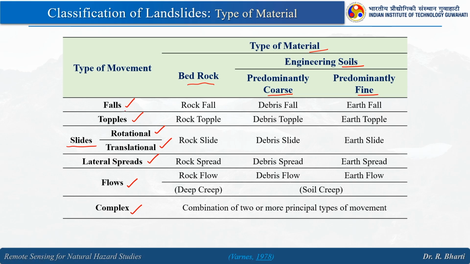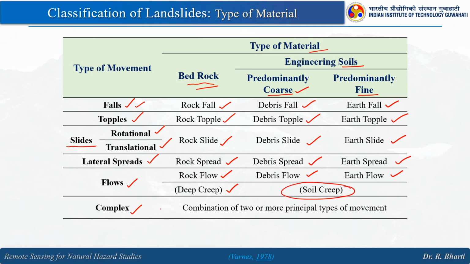When we talk about this first category, falls, when we have the bedrock, it is called rock fall. When we are talking about the coarse soil, that is debris fall, and fine soil, that is earth fall. Then for the topple, you have rock topple, debris topple, earth topple. Then you have rock slide, debris slide and earth slide. Then rock spread, debris spread and earth spread. Then for the flows, you have rock flows and deep creep, then debris flow, earth flow, and for the soil you have the soil creep.